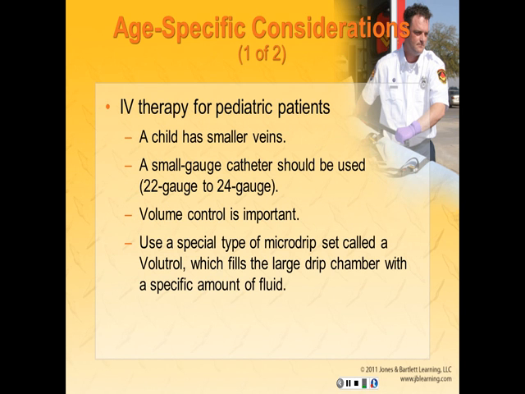Age specifically, things to remember. Pediatric and geriatric populations warrant specific attention. For pediatric patients, the child has smaller veins. A small gauge catheter should be used so that the vessel will be traumatized as little as possible, and generally we're talking about a 22 to 24 gauge catheter.